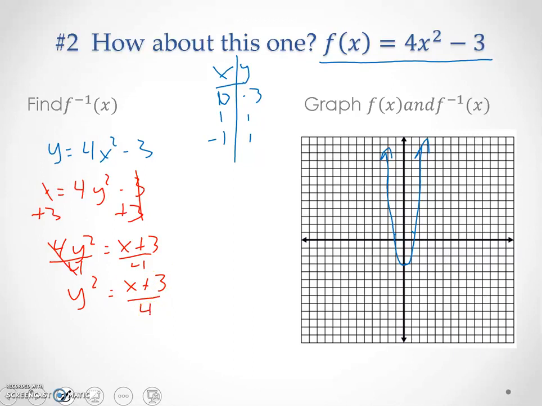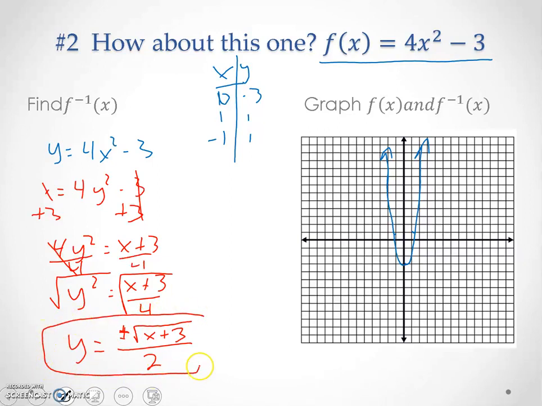But then I have to get rid of the squared sign. So we do that by taking the square root of both sides. So the square root of y squared is just y. But the square root of x plus 3 is going to be plus or minus the square root of x plus 3, over 2. So I don't need to put the plus or minus down there twice. But I do have to remember that when I take the square root, I have to include both the positive and the negative square root, because I don't know if it's the positive one or the negative one. So this is the inverse of the original function.